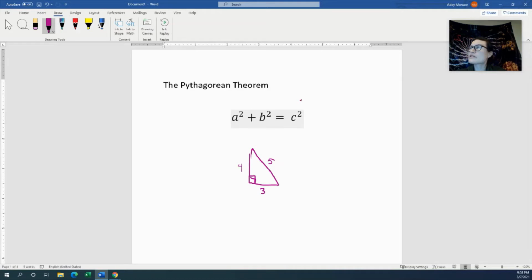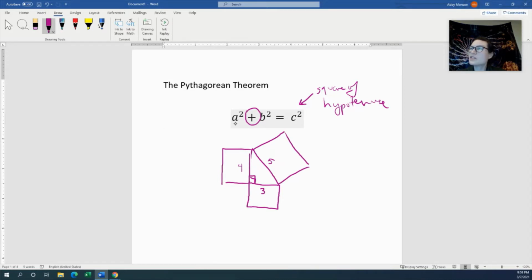Now, remember, it says the square of the hypotenuse, that's going to be C, is equal to the sum of the squares of the other two sides, A and B. So what it's saying is if I make squares off of these sides, then the area of those squares will equal the area of the big square.